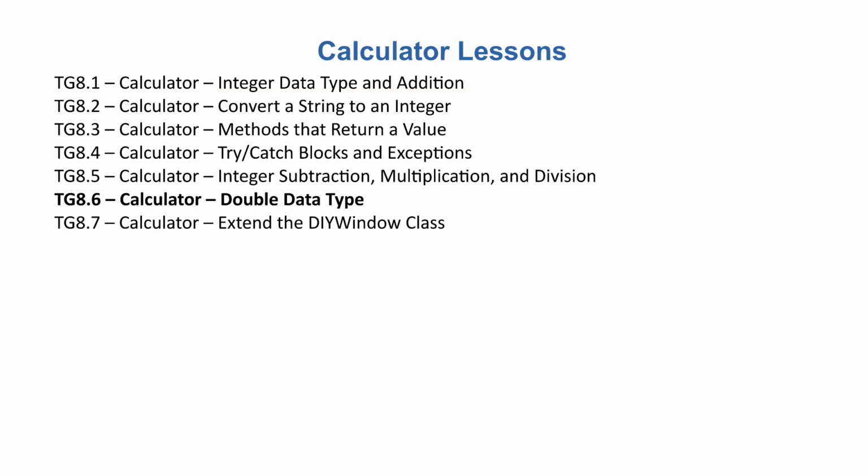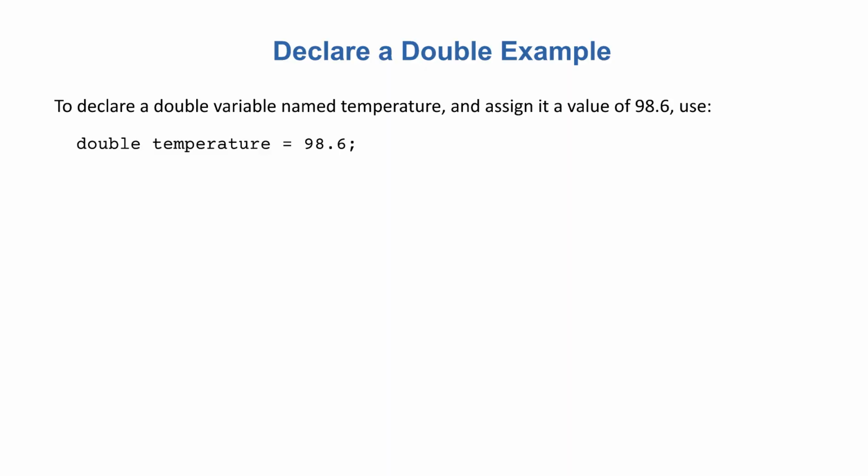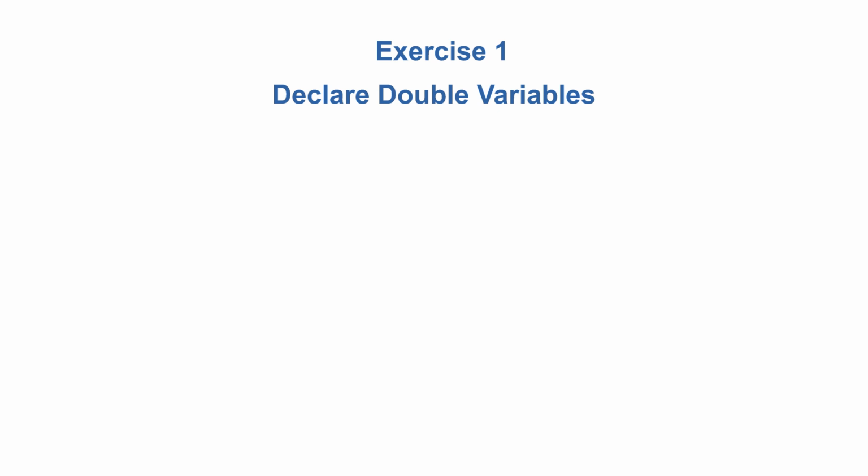This is lesson TG8.6, where you'll learn how to work with decimal values in a double data type. In Java, you should declare a variable as double or float if you want to use decimal values. A double is more precise than a float, so double is recommended for most programs. We'll use double variables for our calculator. For example, to declare a double variable named temperature and assign it a value of 98.6, use double temperature equals 98.6.